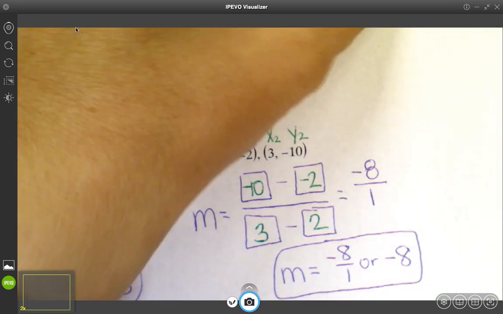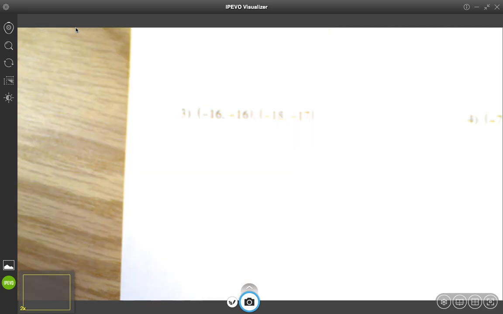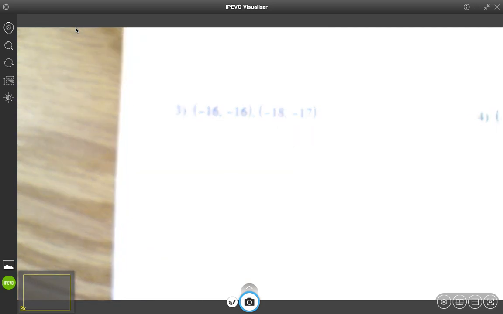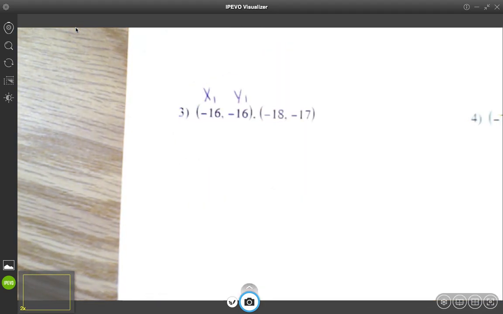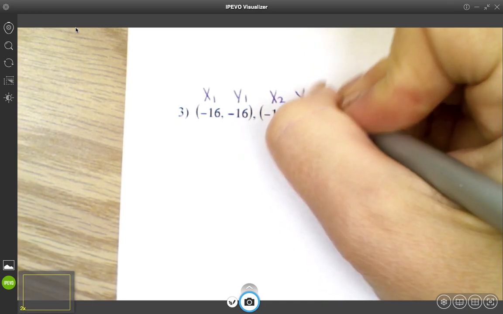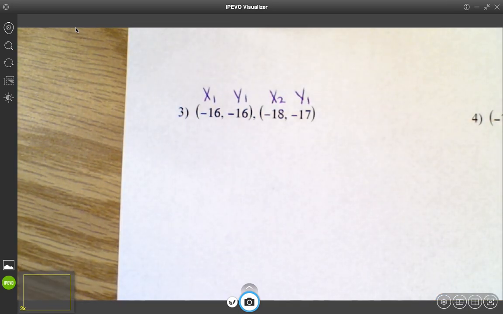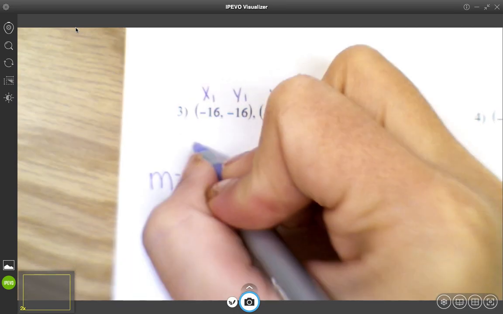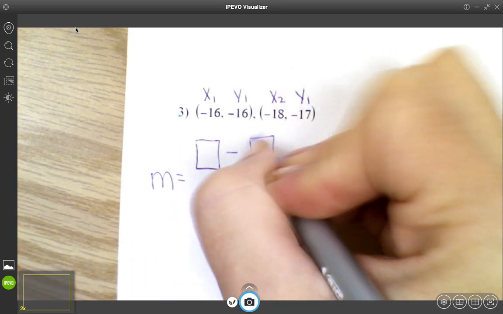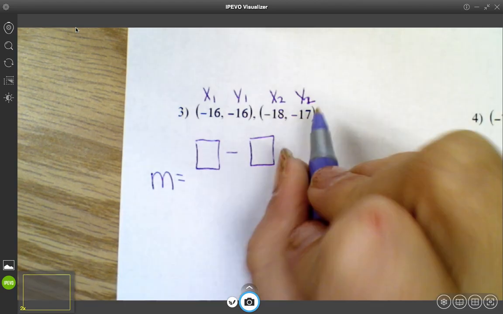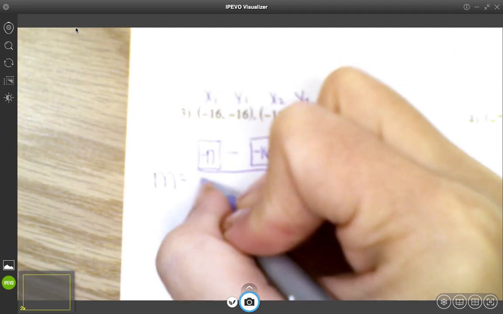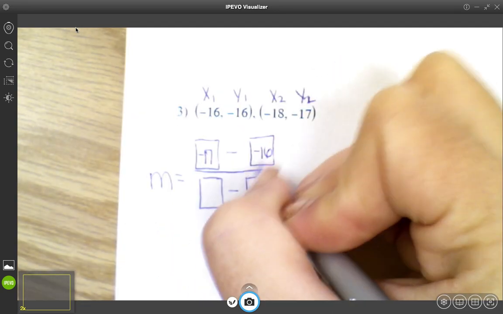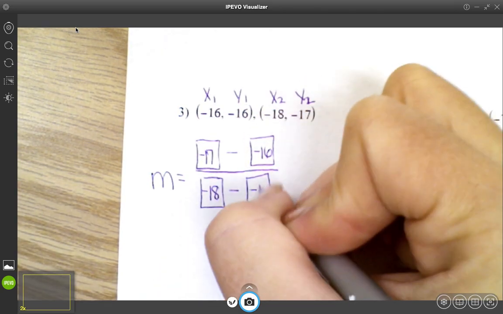All right, so we are going to do another one. So we have, this is my x1 and my y1, negative 16, negative 16, and then my x2 and y2 are negative 18, negative 17. So to find our slope, y's are going on top. Oh, that's a 2. So we got negative 17 and negative 16. And then on the bottom are my x's. x2 is negative 18, x1 is negative 16.